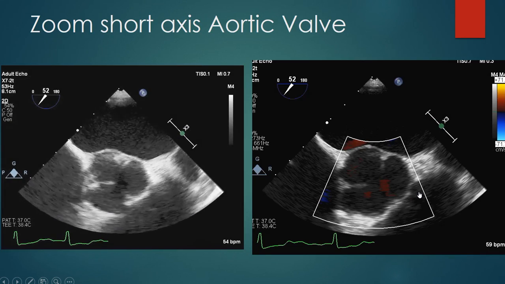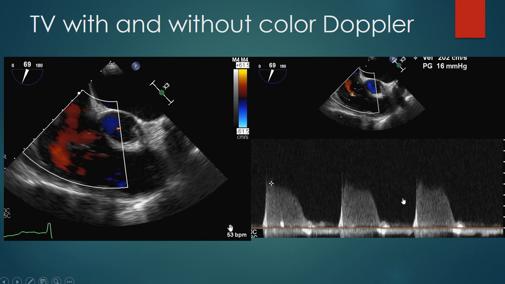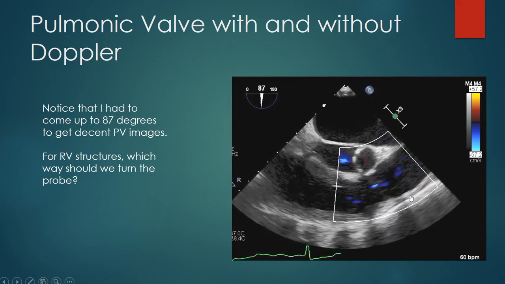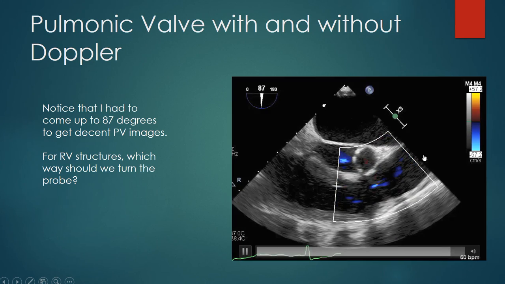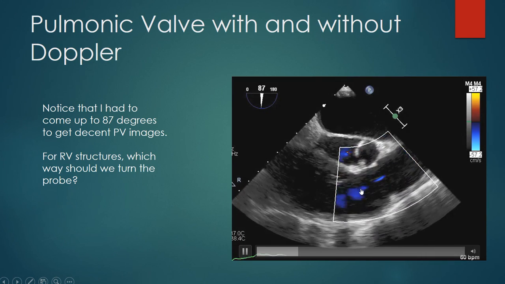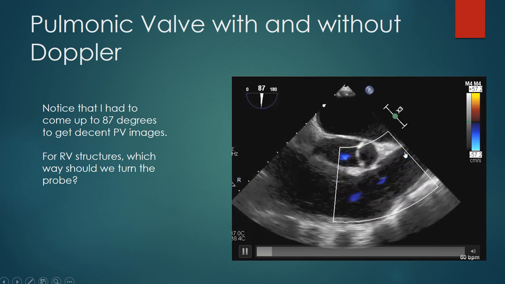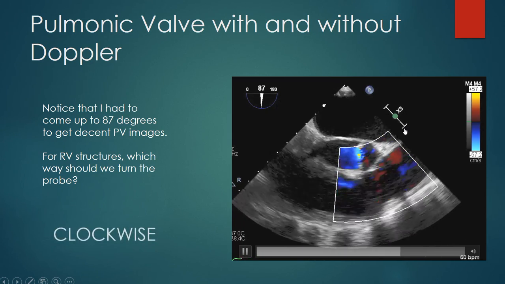So again, aortic valve with and without color, tricuspid valve with and without color, obtaining an RVSP, and your pulmonic valve with and without color. Notice in this case that I had to go up to 87 degrees to kind of splay this out in terms of your RV. Now, your appendage lives over here past the aorta and the short axis views. It's often easiest to visualize the appendage at 60 degrees, okay?